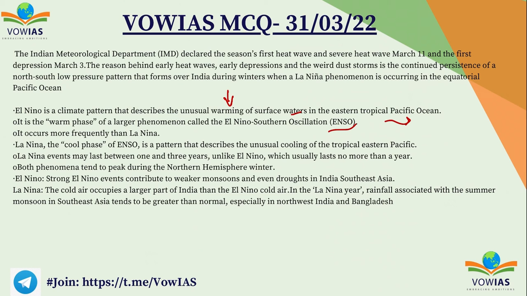La Nina, the cool phase of ENSO, is a pattern that describes the unusual cooling of tropical eastern Pacific. Both phenomena tend to peak during the northern hemisphere winters. Strong El Nino events contribute to weaker monsoons and even droughts in India and Southeast Asia. In La Nina, if you see, the cold air occupies a larger part of India than the El Nino cold air. In the La Nina year, the rainfalls associated with the summer monsoon in Southeast Asia tend to be greater than normal, especially in Northwest India and Bangladesh. So this is about El Nino and La Nina.